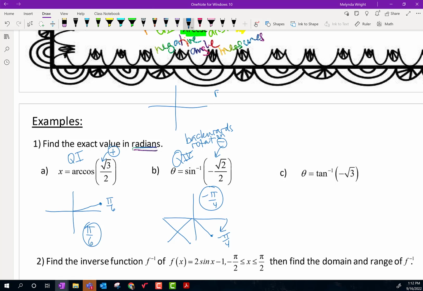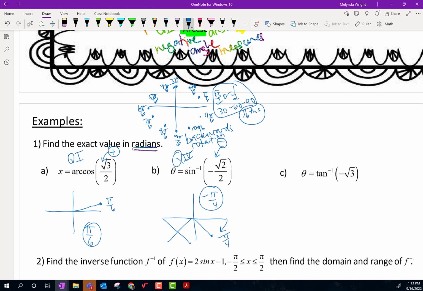Okay, if we're doing root 3 over 2 or 1/2, those are 30, 60, 90. And so I would count in sixths. So I would count 1 pi over 6, 2 pi over 6, 3 pi over 6, 4 pi over 6, 5 pi over 6, 6 pi over 6, 7 pi over 6, 8 pi over 6, 9 pi over 6, 10 pi over 6, 11 pi over 6. If it's these numbers, root 3 over 2 or 1/2, I would count in sixths.